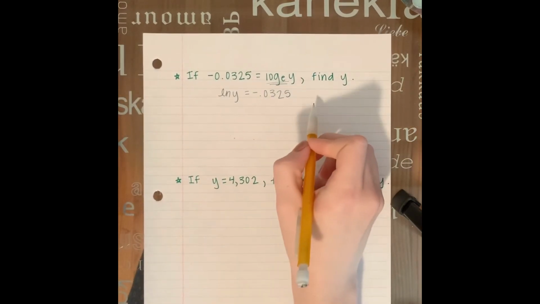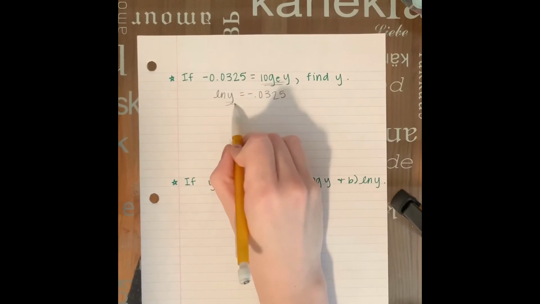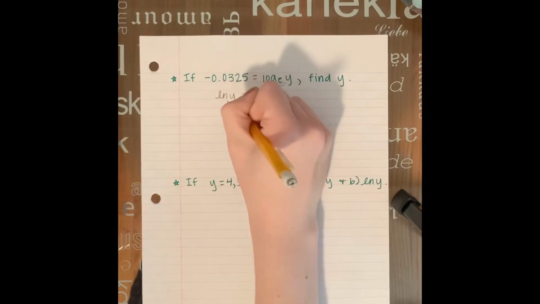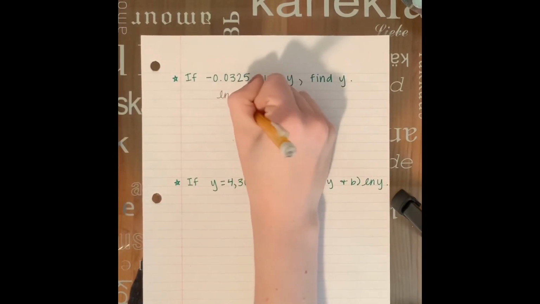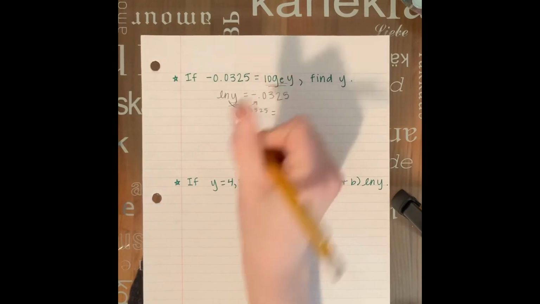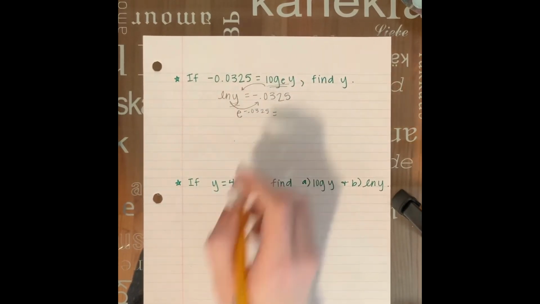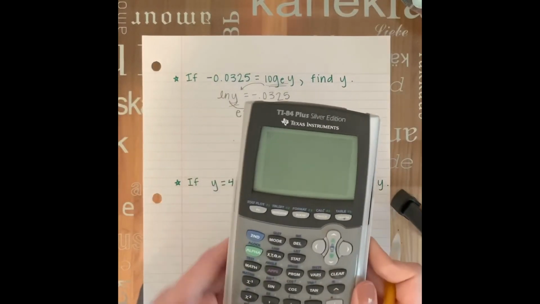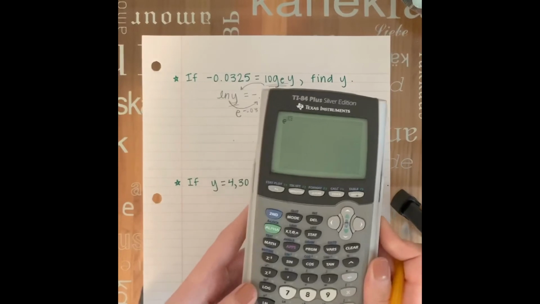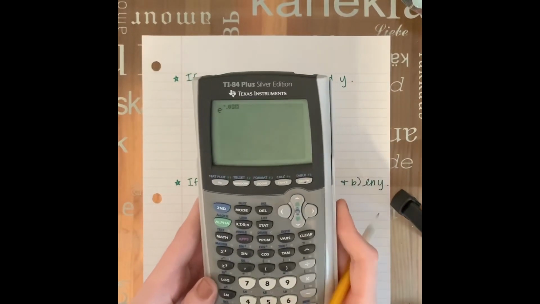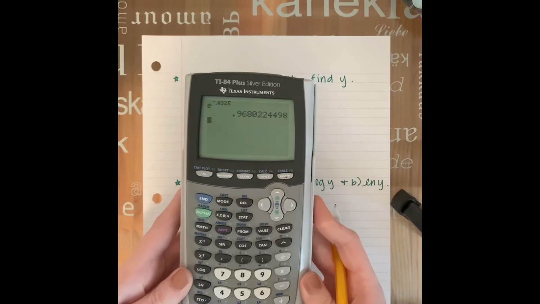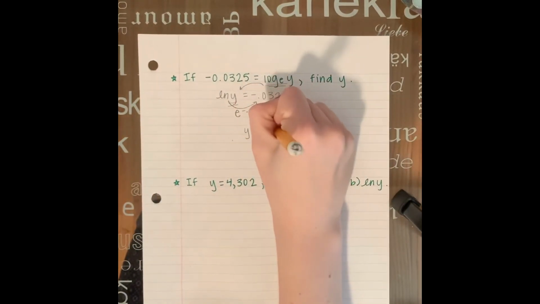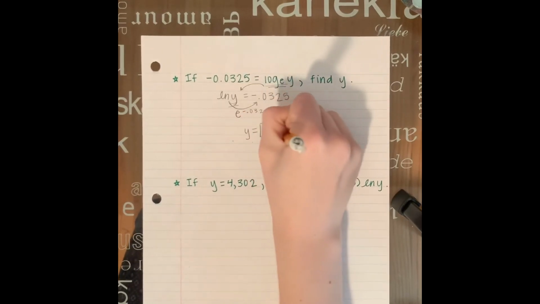So let's rewrite this as an exponential because I'm missing my answer. This would be base e to this power, negative 0.0325, equals y. So if I do that on my calculator, I would have second ln, which would get me e to negative 0.0325, which would get me 0.97. So y equals 0.97. That'll be your answer.